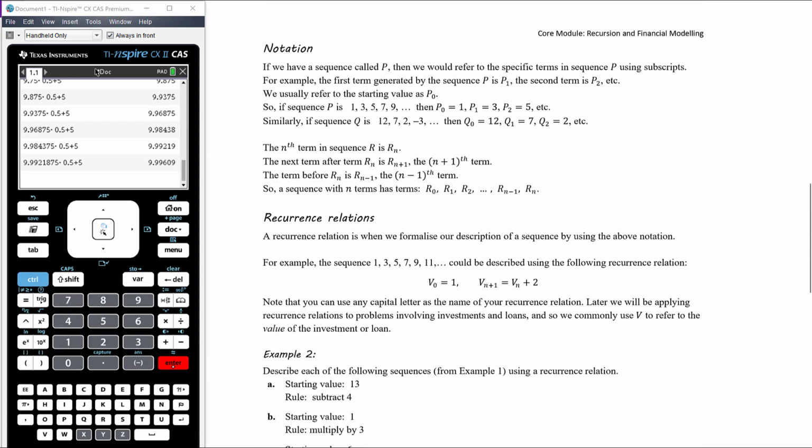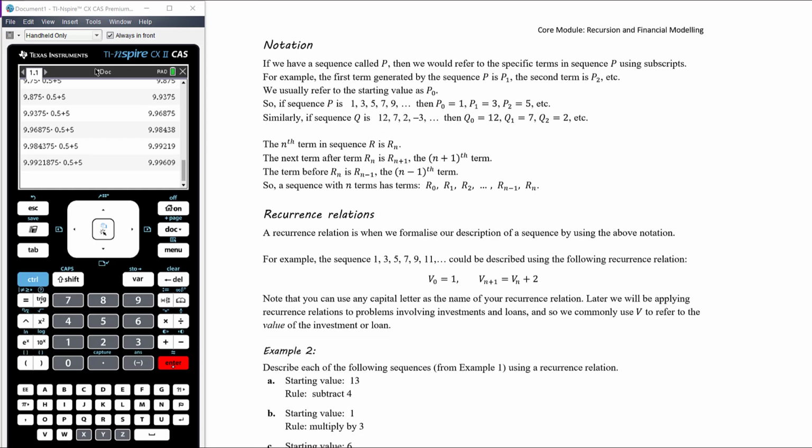Right, now we need to introduce some notation, and a number of students find this notation quite complicated, but it's really important that you get on top of it. Okay, so let's say we have a sequence which we're going to call P. Okay, it can be called any letter. We usually use a capital letter. So in this first paragraph here, I'm going to be talking about a sequence which I'm going to call P.